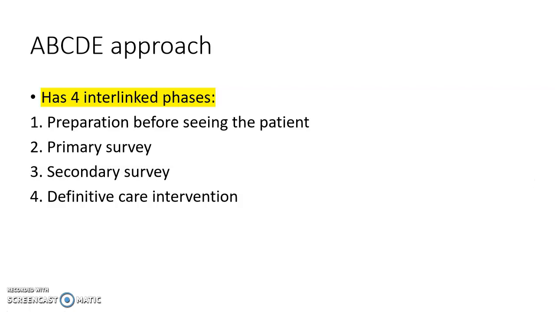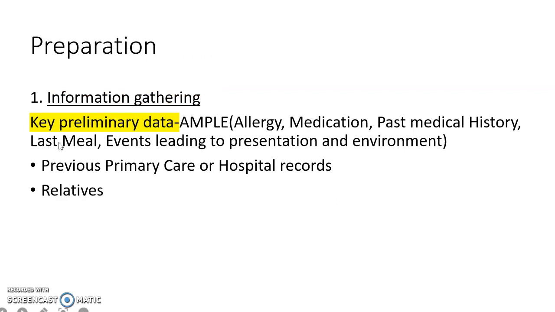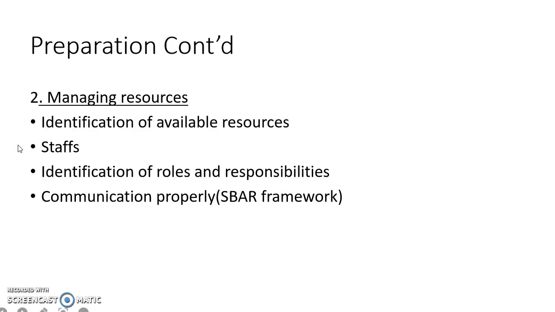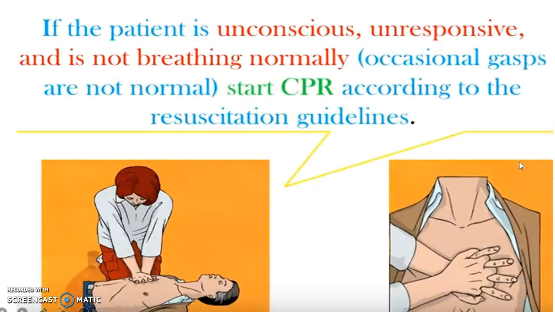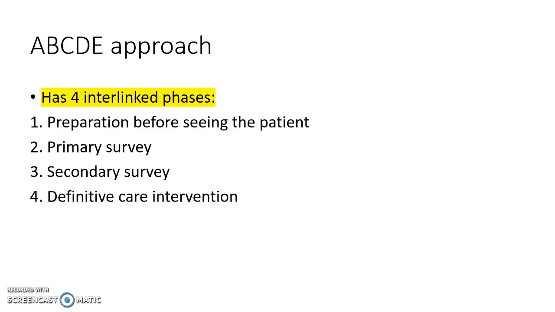The other thing you have to know is the ABCD approach. We have to approach those critically ill patients by the ABCD approach. The ABCD approach has four interlinked phases. One is preparation before seeing the patient. Especially in mass casualty, you have to prepare the team before seeing the patient. The second one is primary survey, the third one is secondary survey, and the fourth one is definitive management.